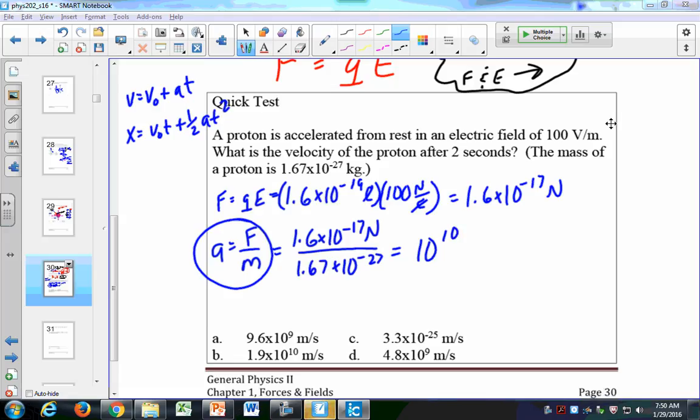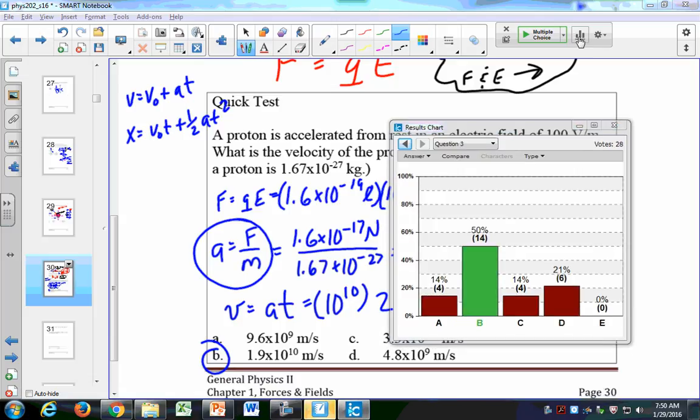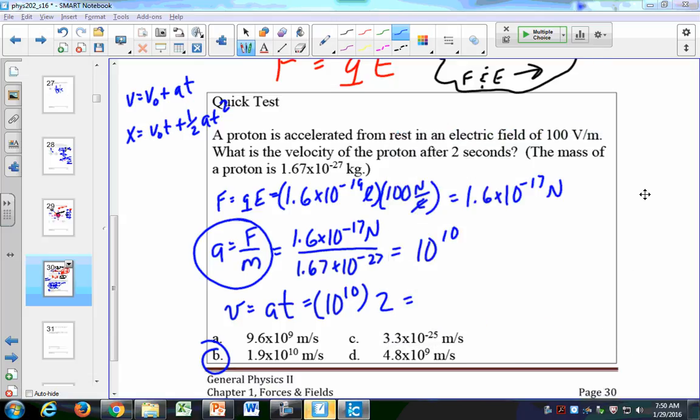And then I want to know the velocity after 2 seconds. The velocity after 2 seconds is V equals A times T. A is 10 to the 10th. T is 2. So it should be 2 times 10 to the 10th, which is B. That is right, right? Yeah. Okay. So some basic kinematics. You're not going to see terribly difficult kinematics, but you do have some problems in your homework regarding, I think, an inkjet printer, where you can calculate the speed of the inkjets as they go through the electric field.